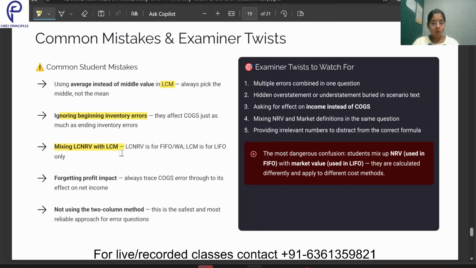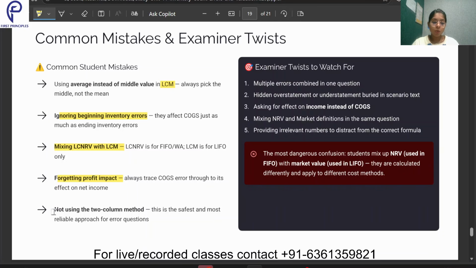Remember, LCM is only used for the LIFO method, whereas if we are following any other method of accounting, we should go by LC and RV. LCM only LIFO. Remember this, guys. Then forgetting the profit impact. We should always see that COGS is going to impact my profit. So we should always try to understand how this COGS is going to impact my profit.